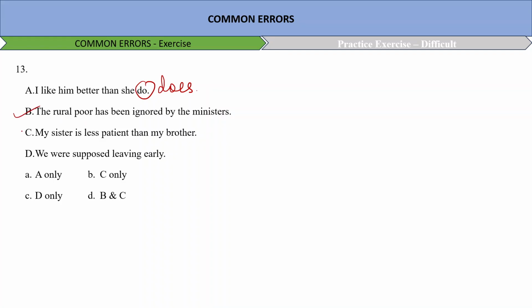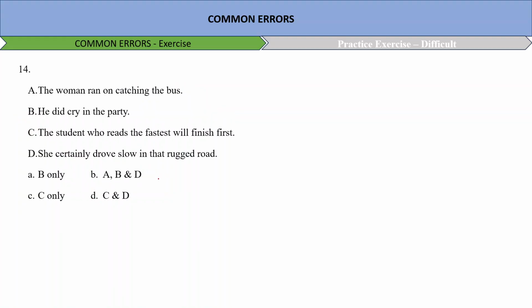Sentence C even seems appropriate. D says "we were supposed leaving early". We were supposed to leave early. This is appropriate, right? So A and D are incorrect and B and C are correct. Option D is the correct answer. Next question.